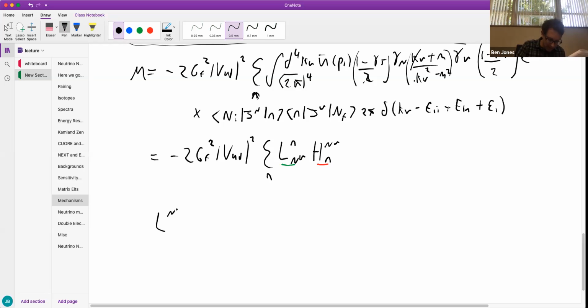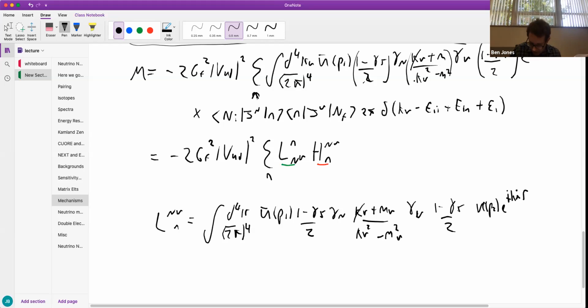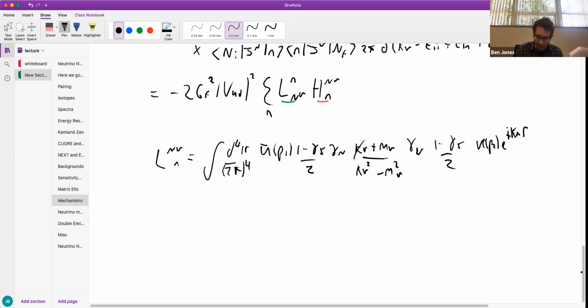So the leptonic piece, if I pull it out from this expression, has the form d^4k over (2π)^4, ū(p1) (1 − γ5)/2 γ^μ (k-slash + m_ν)/(k² − m_ν²) γ^ν (1 − γ5)/2 u(p2) e^{ik_ν r}. Okay, so this is the leptonic piece.